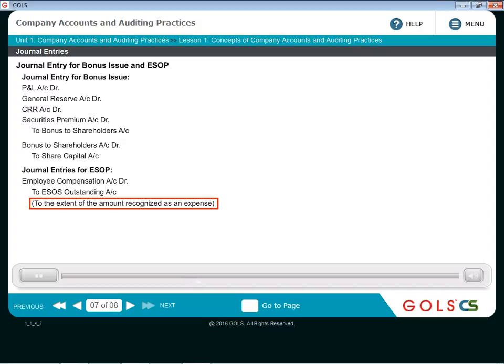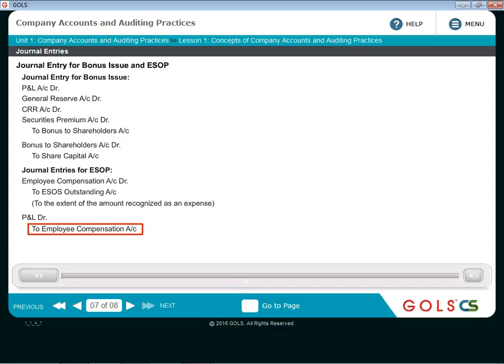But because the company is issuing the shares at 6 rupees or 4 rupees, the remaining is basically a loss for the company, which will be debited. It is as good as saying that the company is giving that much amount to the employees in the form of compensation. So that is why employee compensation account is debited to employee stock options outstanding account. This is outstanding because the options are not yet exercised by the employees. Then this compensation will be transferred to P&L. So profit and loss account debit to employee compensation account.